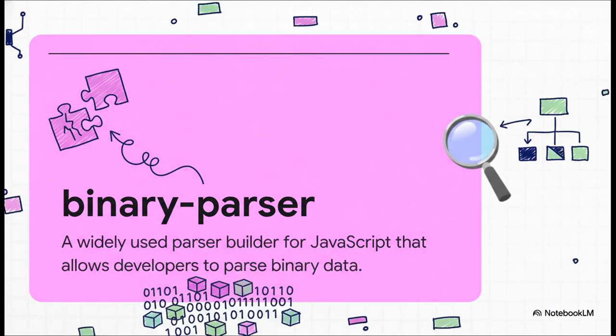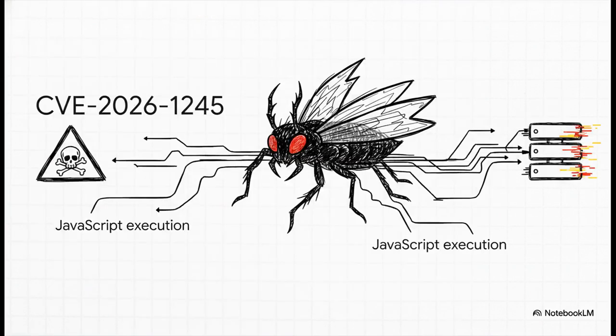You know, the library itself is super useful. Binary parser is what's known as a parser builder. It basically gives developers a simple way to read and make sense of binary data. You know, things like integers, strings, stuff that isn't just plain text. It's a real workhorse for a ton of apps. But hiding inside this handy tool was CVE-2026-1245. And listen, this isn't just some minor bug. This is a vulnerability that could let an attacker run their own JavaScript code right inside your application. And that, my friends, is where things get really, really serious.